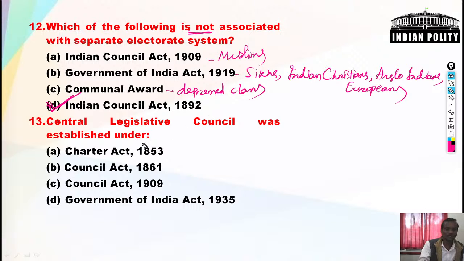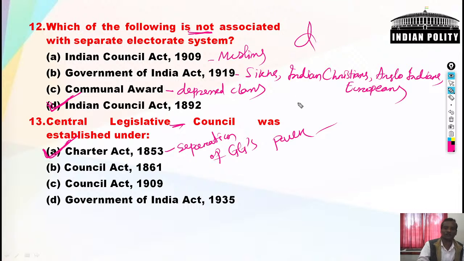Got it? The Central Legislative Council was established under the Charter Act 1853. In the Charter Act there was also the Central Legislative Council, separation of the Governor General's powers. So that is A. So answer is D. Answer is A.